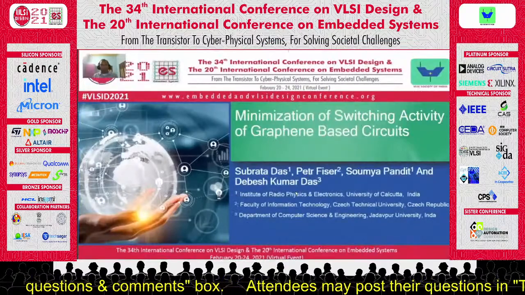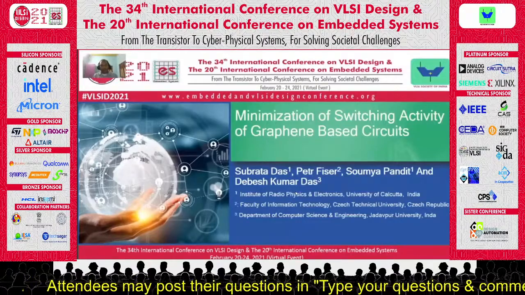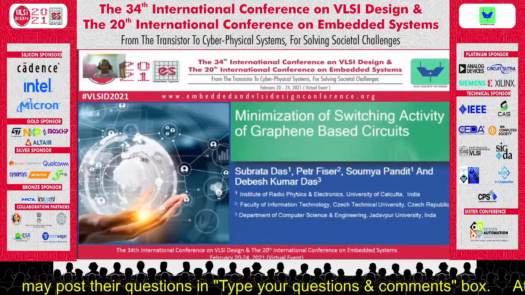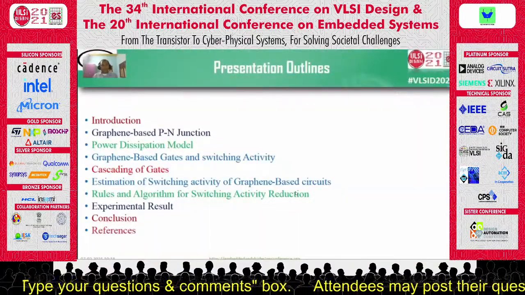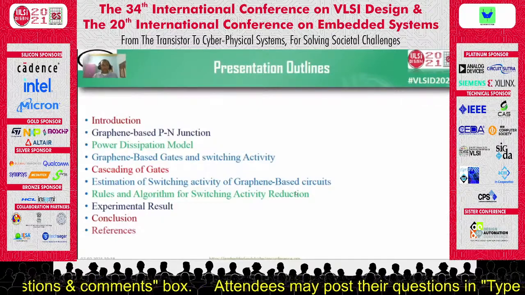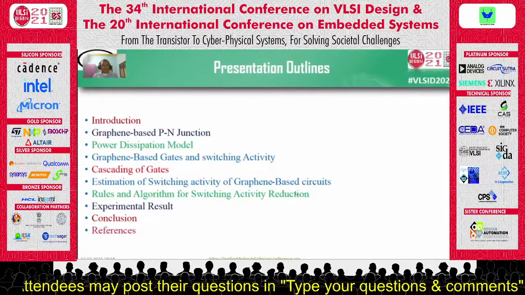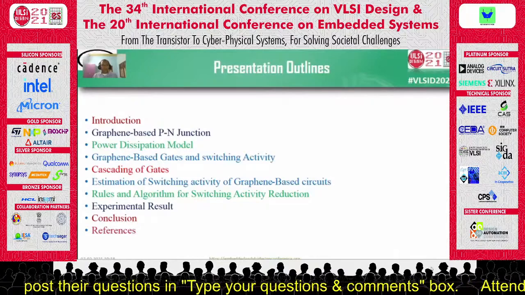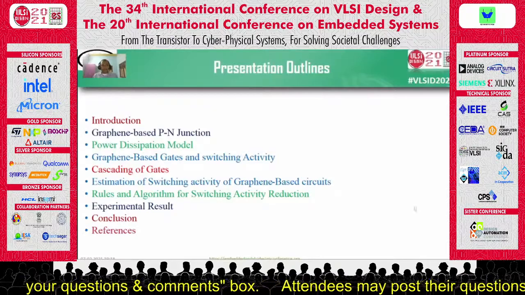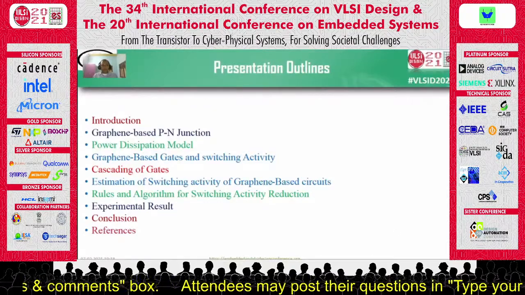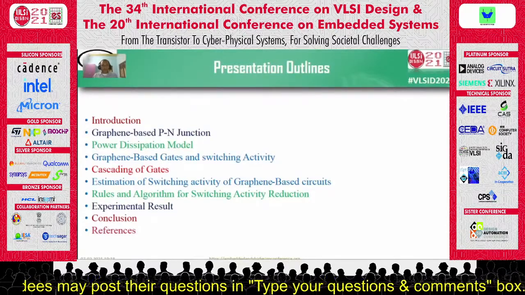I am going to present our paper, Minimization of Switching Activity of Graphene-based Circuits. Authors are Subrata Das, Peter Pfizer, Soumya Pandit, and Devesh Kumar Das. This is the presentation outline. First, the introduction, then the discussion on graphene-based p-n junction, part distribution model of graphene-based p-n junction, followed by graphene-based gates and the estimation of switching activity, cascading of graphene-based gate, then the estimation of switching activity of graphene-based circuits, the rules and algorithms for switching activity reduction, followed by experimental result, conclusion and references.